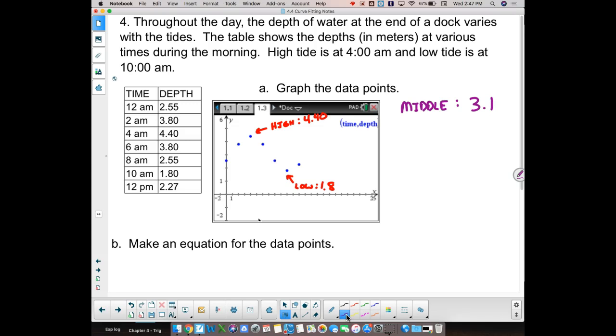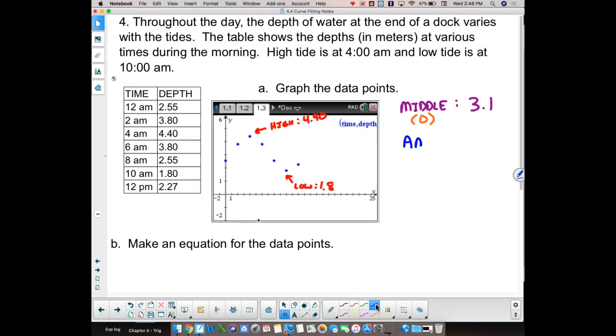That's our D value, correct? Can I get the A value now? What's my A value? What do you got, Scrick? 1.3. The distance from 3.1 up to 4.4, or the distance from 3.1 down to 1.8 is 1.3. That's my A value, my amplitude. Okay?